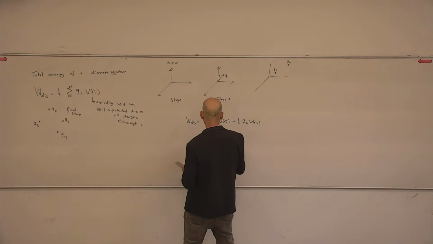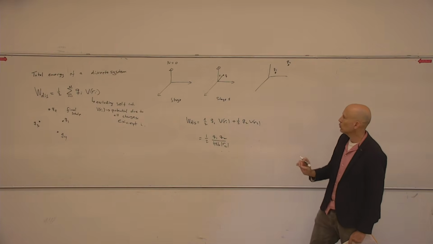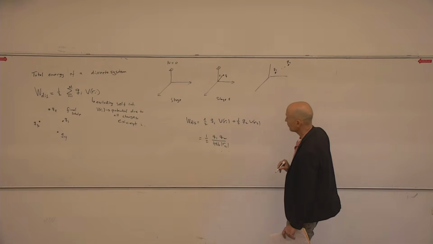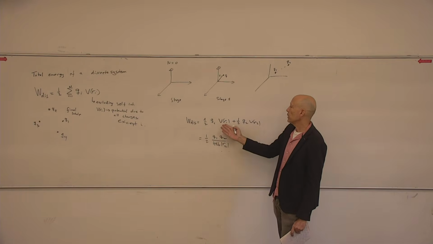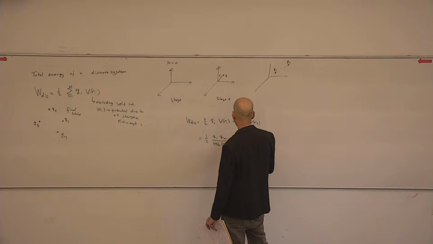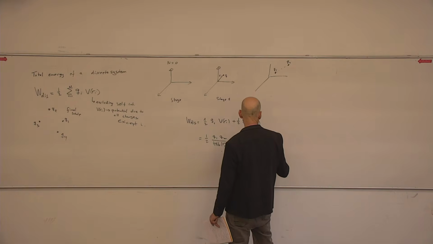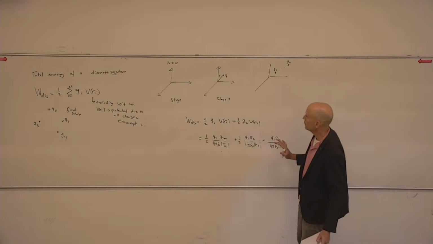1/2 Q1 Q2 over 4 pi epsilon 0 R12. R12 is the distance between particle 1 and 2. That is this distance, right? Because this is the potential that particle 2 is creating at point R1, and then you have exactly the same, Q1 Q2 over 4 pi epsilon 0 R12. And this is the correct answer from this diagram.